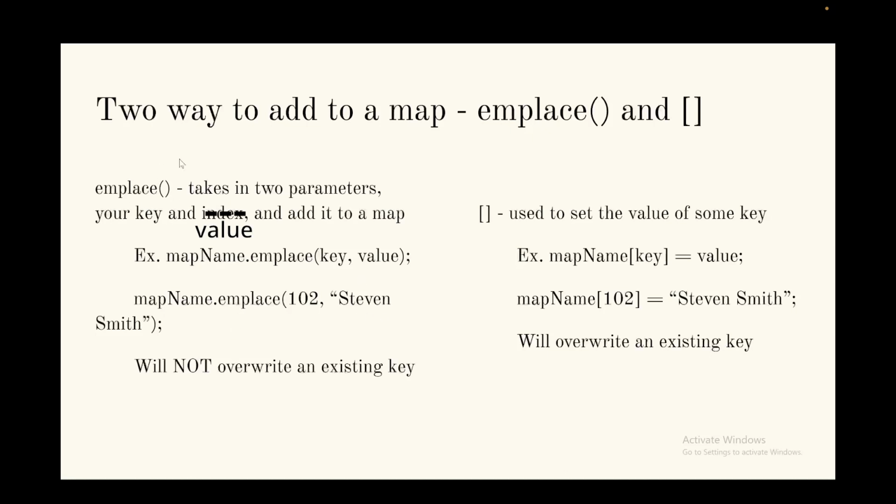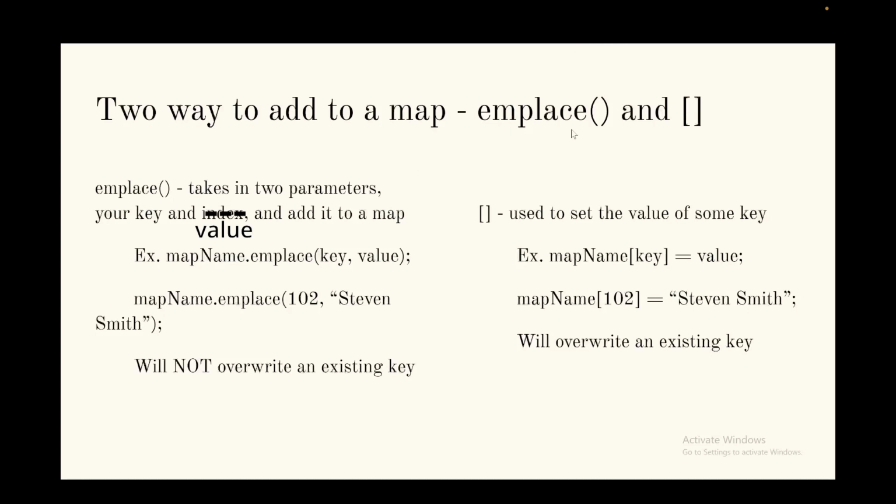And the emplace method will not overwrite an existing key. So if you were to try, say, emplace(102, "Aaron Rodgers"), it would still keep 102, Stephen Smith as the key value pair rather than switching it to 102, Aaron Rodgers.